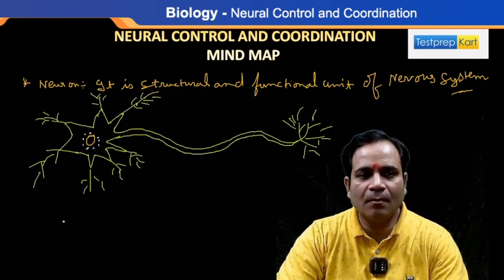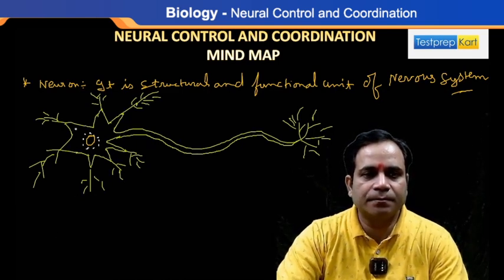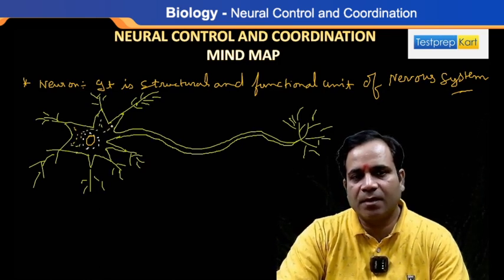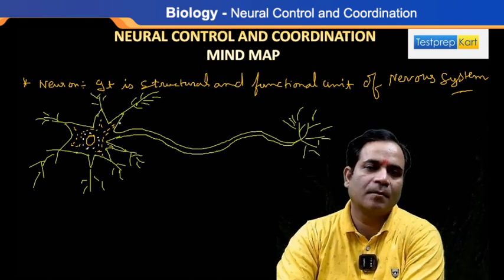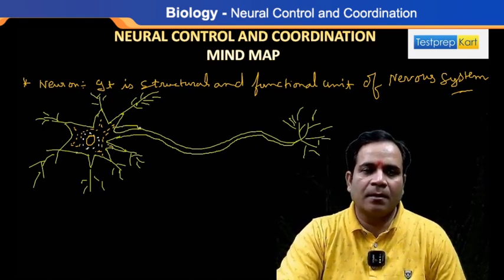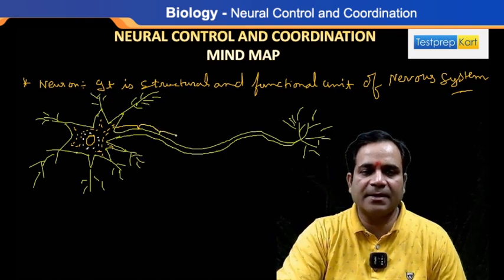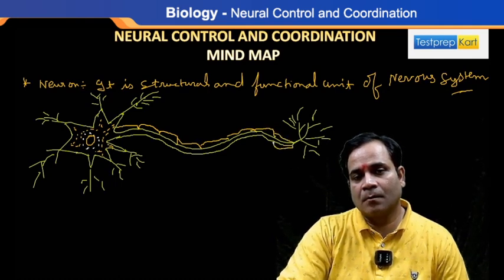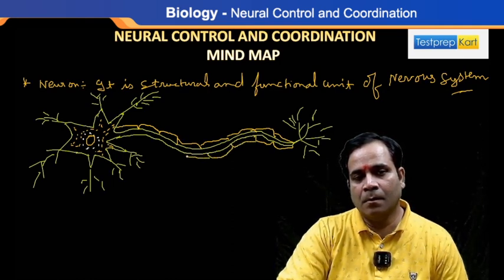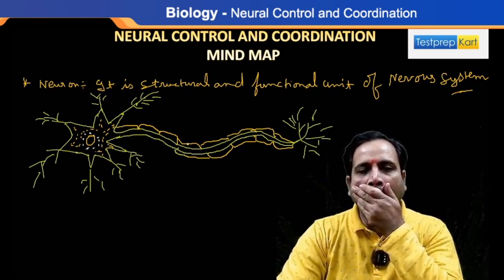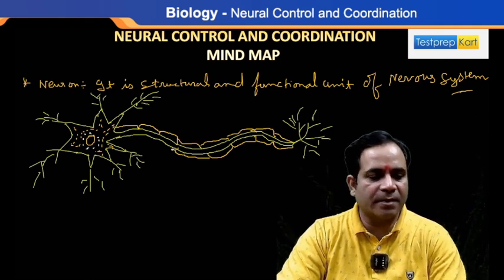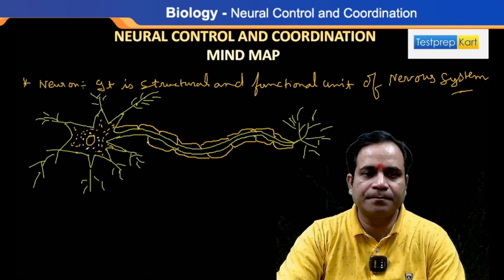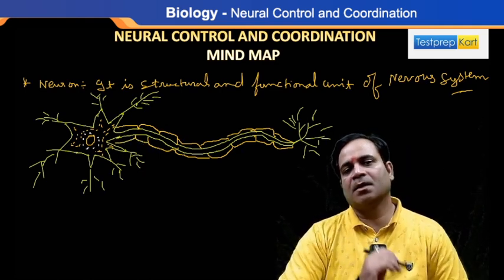Here is the dense fluid also. Now see, this one is covered by the myelin sheath, and it is known as a myelinated neuron. This one is a myelinated neuron.